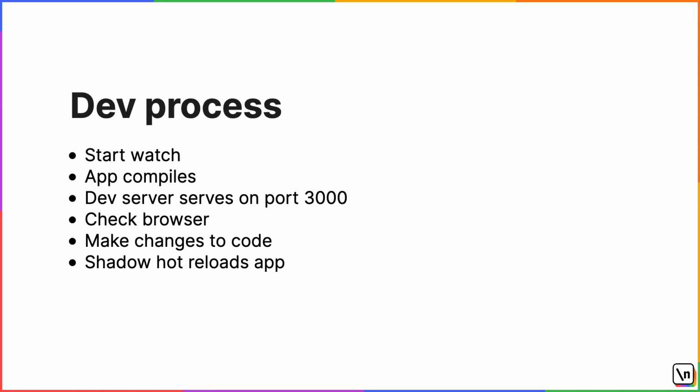You start watching the app target using yarn start. Shadow compiles CLJS code to JavaScript and outputs to the public/js directory. The dev server serves this directory on port 3000. We open the browser to check the output, and when you make changes, Shadow recompiles your application.